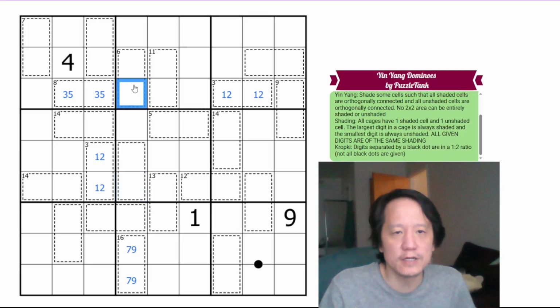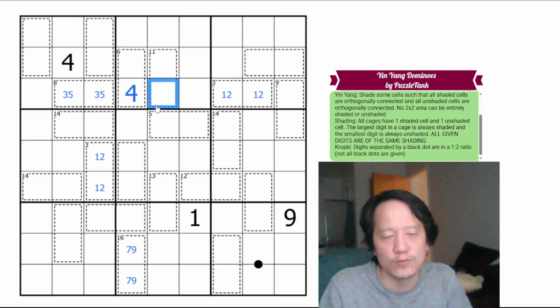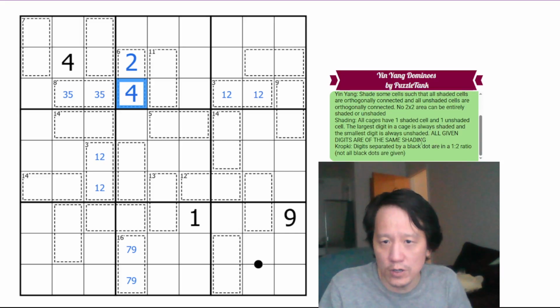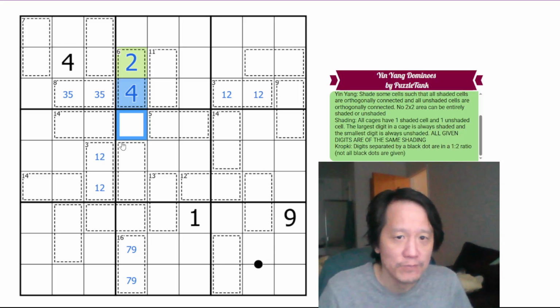This digit then, it's either 1, 5 or it's 2, 4. It can't be 1, 2, or 5, therefore this must be a 4 and this must be 2 to add up to 6. Therefore, the 4 is the larger digit and is shaded. The 2 must be unshaded. Okay.